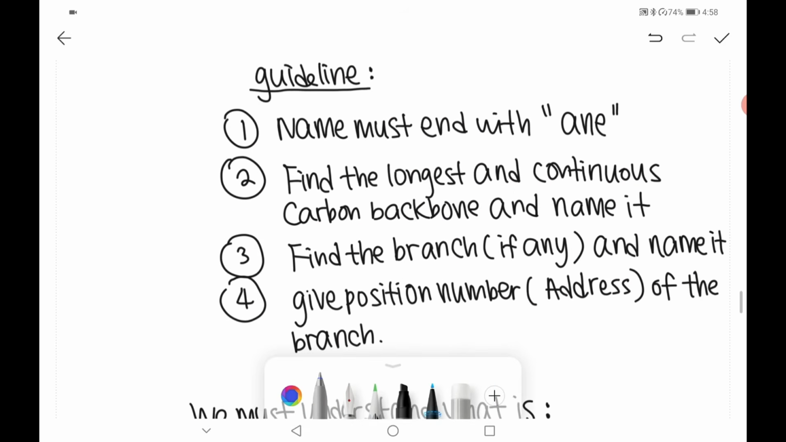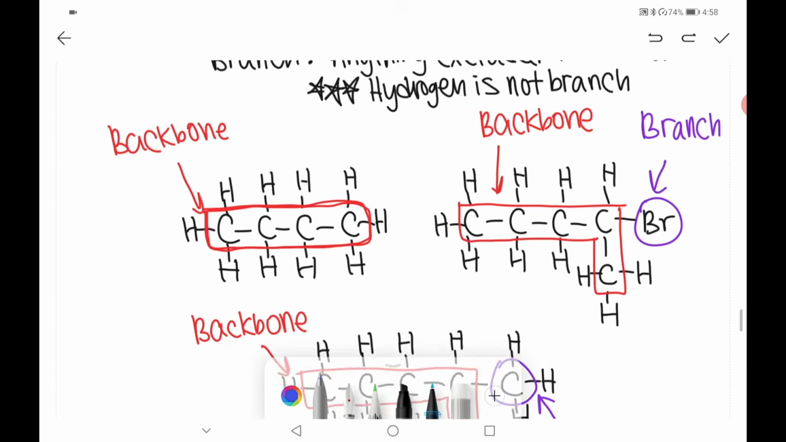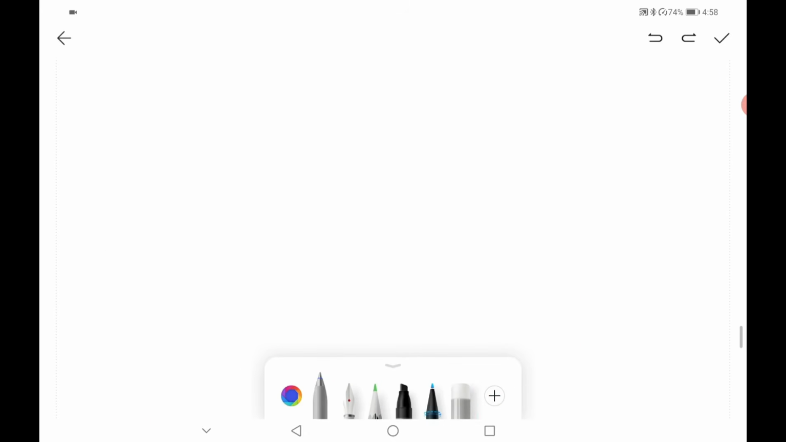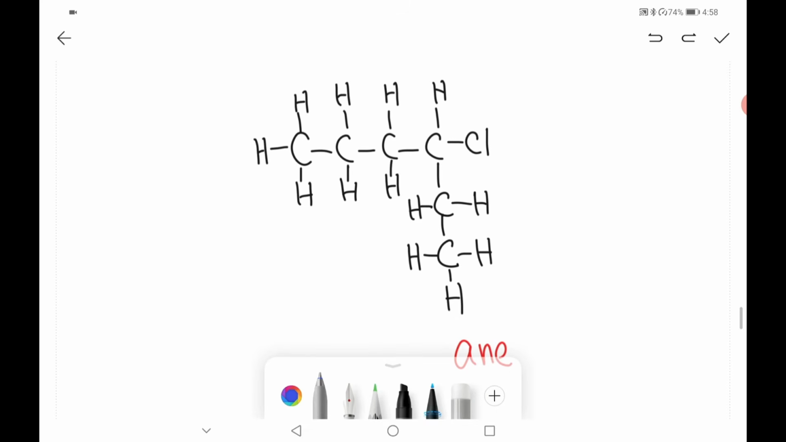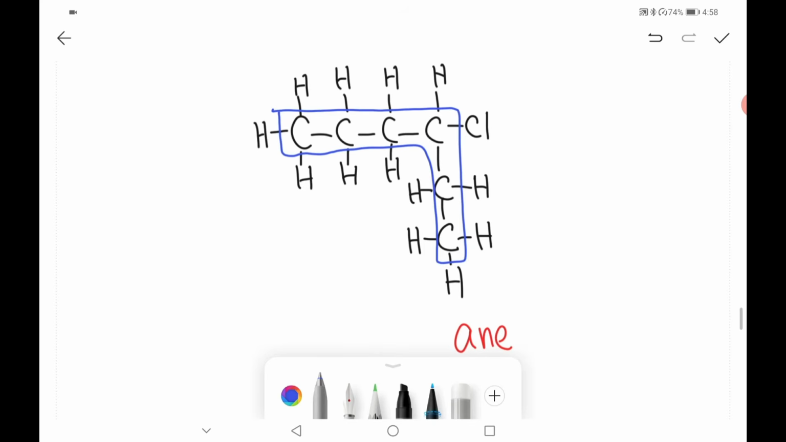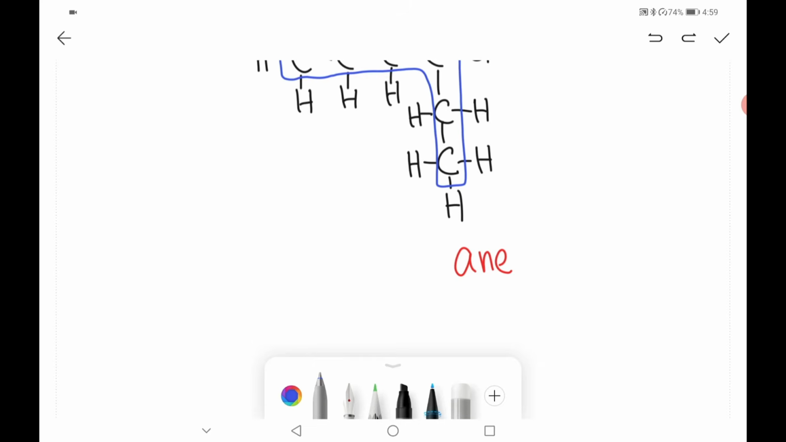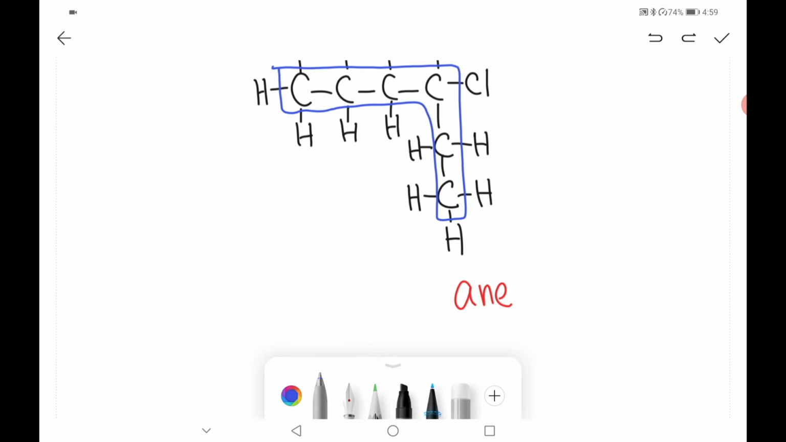The next step is to find the longest and continuous carbon backbone. Where is it? Here, this is the longest carbon backbone you have. The carbons go continuously. So the longest chain here has 6 carbons. 6 carbons is hex, so put hex, hexane. And you don't stop here.